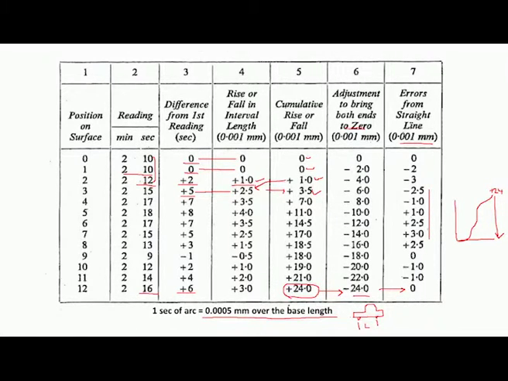Now, you can see here the maximum value is 3 micrometer from the straight line. That means we have the reference line like this, and the profile is like this. So, this is the maximum from the reference line, it is 3 micrometer.